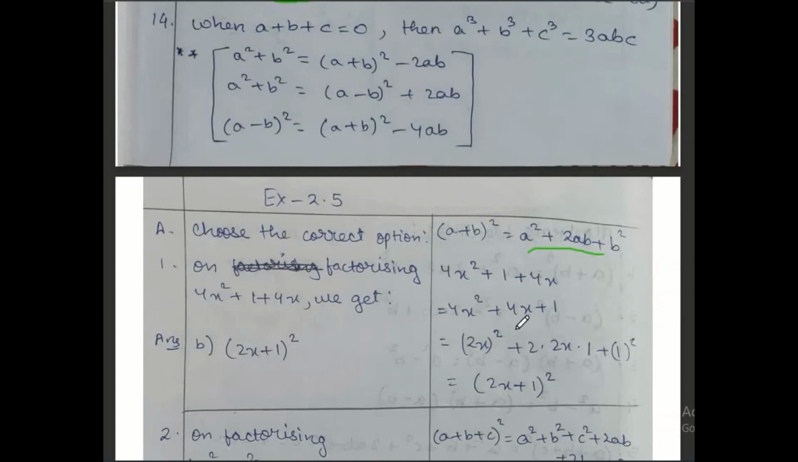So whatever expression we have, the first one you are trying to make as a square, the middle is obviously 2ab, the third one plus b square, which is equal to a plus b whole square. Your a is 2x, b is 1. This is a square, this is 2ab, this is b square. So a plus b full bracket and whole square. The right option is B.